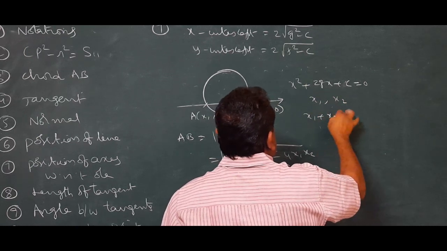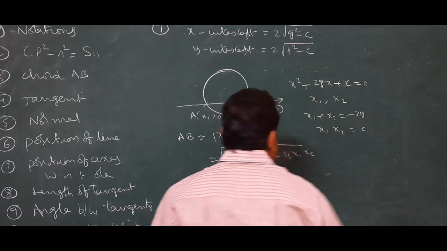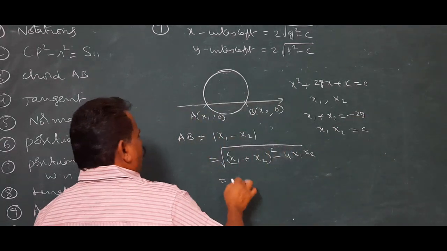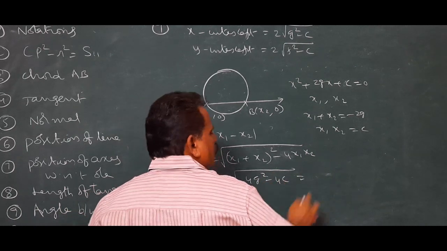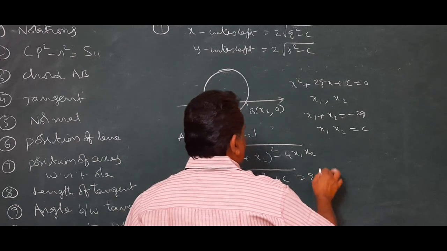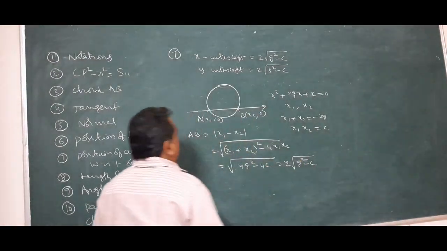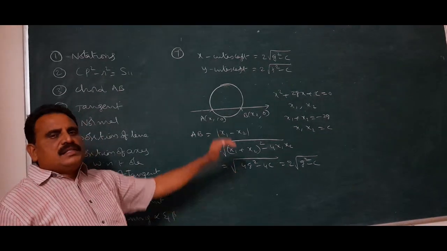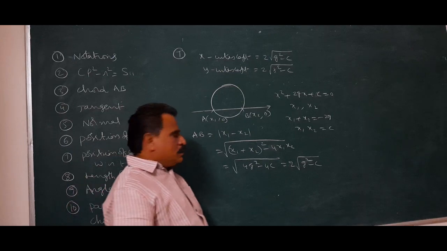x1 plus x2 equal to minus 2g, and x1 x2 equal to c. Now substitute here: root of 4g square minus 4c. Taking 4 common from this, it becomes 2 root g square minus c. In the same way, the y-intercept is 2 root f square minus c. You can easily prove that.